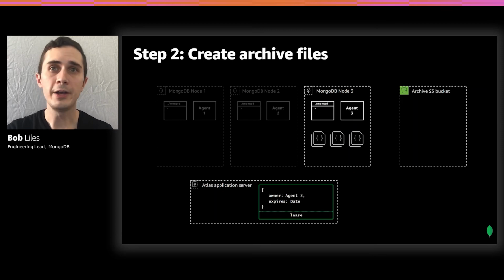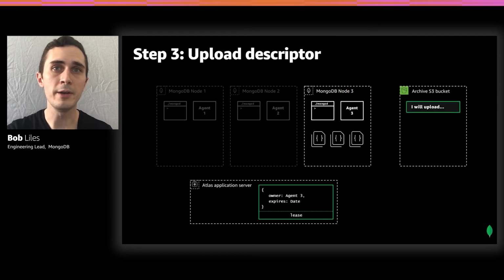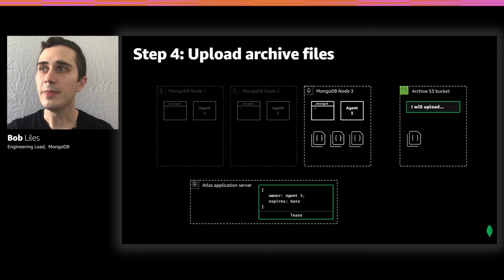After creating the archive files for this run, the agent uploads a special object we call a descriptor, which lists all of the files that the agent intends to upload as part of this run. The role of this descriptor will become clearer when I get to the failure case. After uploading the descriptor, the agent then uploads each of the files containing the archival data. The agent then verifies that the uploads were successful and purges the documents from the MongoDB database. And then after everything has succeeded, the final step is for the agent to delete the descriptor.